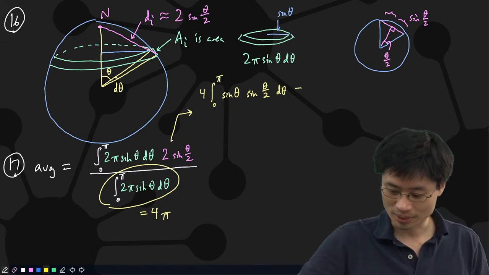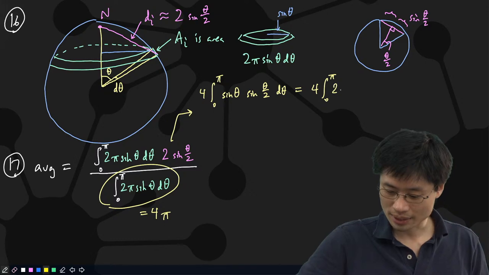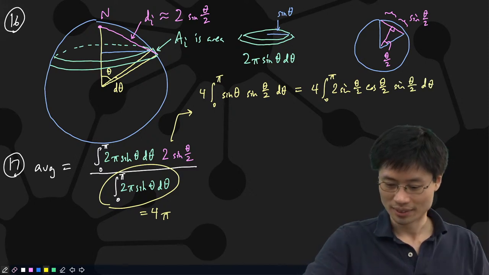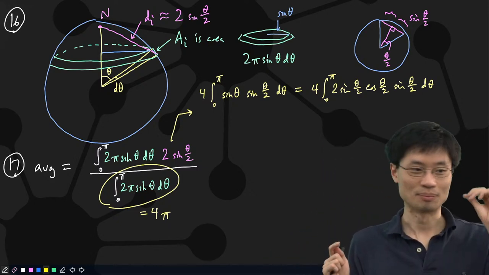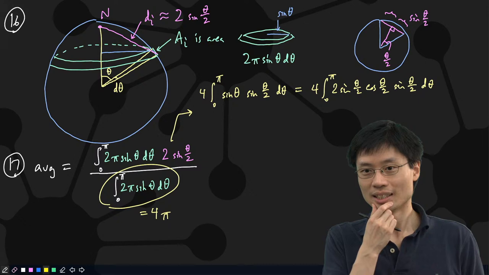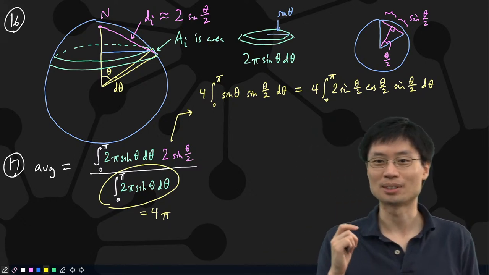So then this is equal to 4 integral 0 to pi of 2 sine theta over 2 cos theta over 2 sine theta over 2 d theta. This is actually good. This is one of these classic calculus type problems. Again, because we're over time, I'm just going to say this is a substitution. Can someone tell me a good substitution to use?